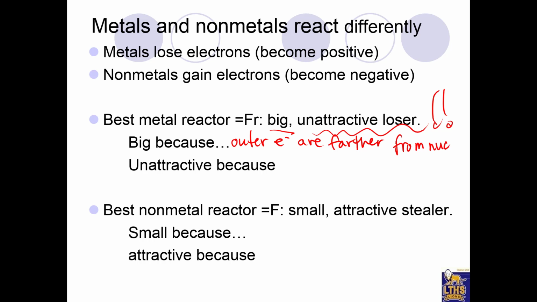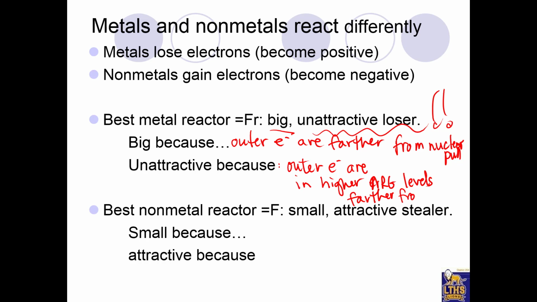Nuclear pull. All right. Unattractive because outer electrons are in higher energy levels, energy levels farther from the nucleus, and so the nucleus can't pull them in.